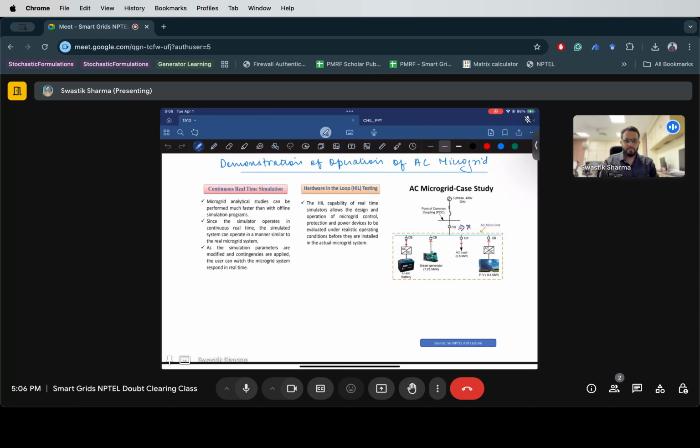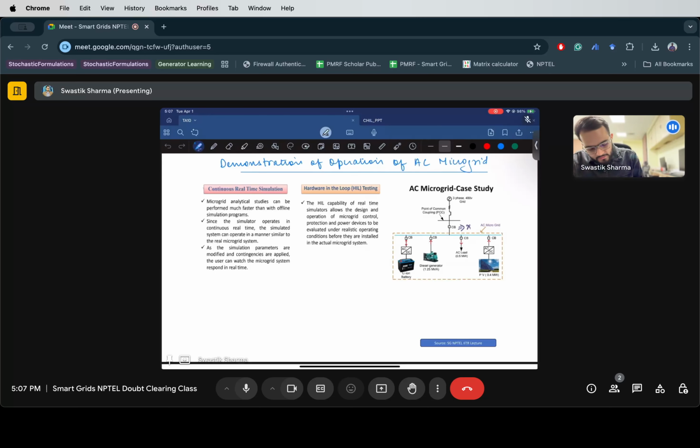So first we simulate that AC microgrid, or whatever microgrid we are proposing, virtually. We do that by doing a continuous real-time simulation. And what is real-time simulation? We make sure that whatever the simulation time period is, it is in sync with the real time. For that, RTDS uses GPS, or global positioning satellite, to make sure that the time difference is the same in both the cases.